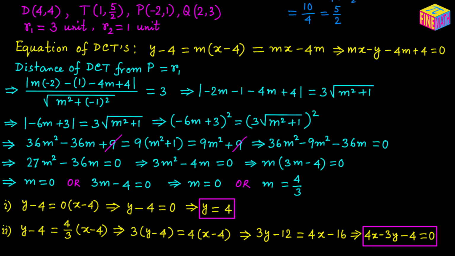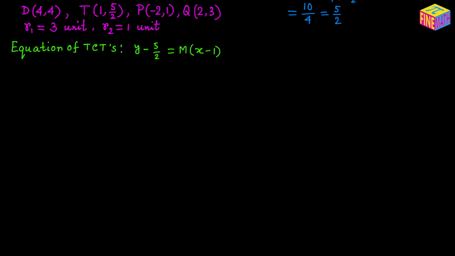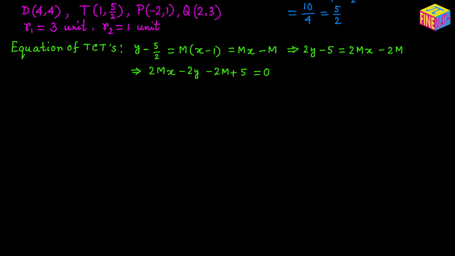Next, we are going to try and find the equations of the transverse common tangents. For the transverse common tangents, let's assume that the equation would be like this: y minus y sub 2 is equal to uppercase M times x minus x sub 2. Here y sub 2 and x sub 2 are nothing but the coordinates of the point T, which is the point of intersection of the transverse common tangents. And if we simplify that, the general equation of the transverse common tangents will be like this: and the distance of the transverse common tangent from the first center would be equal to the radius of the first circle.